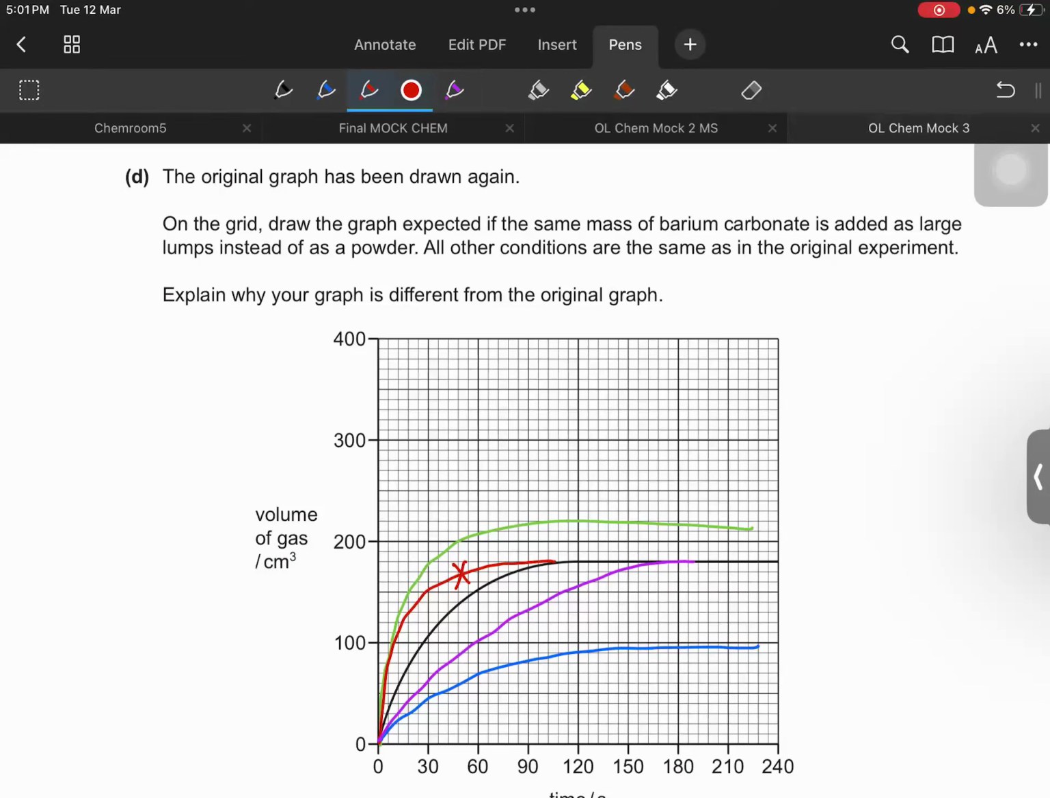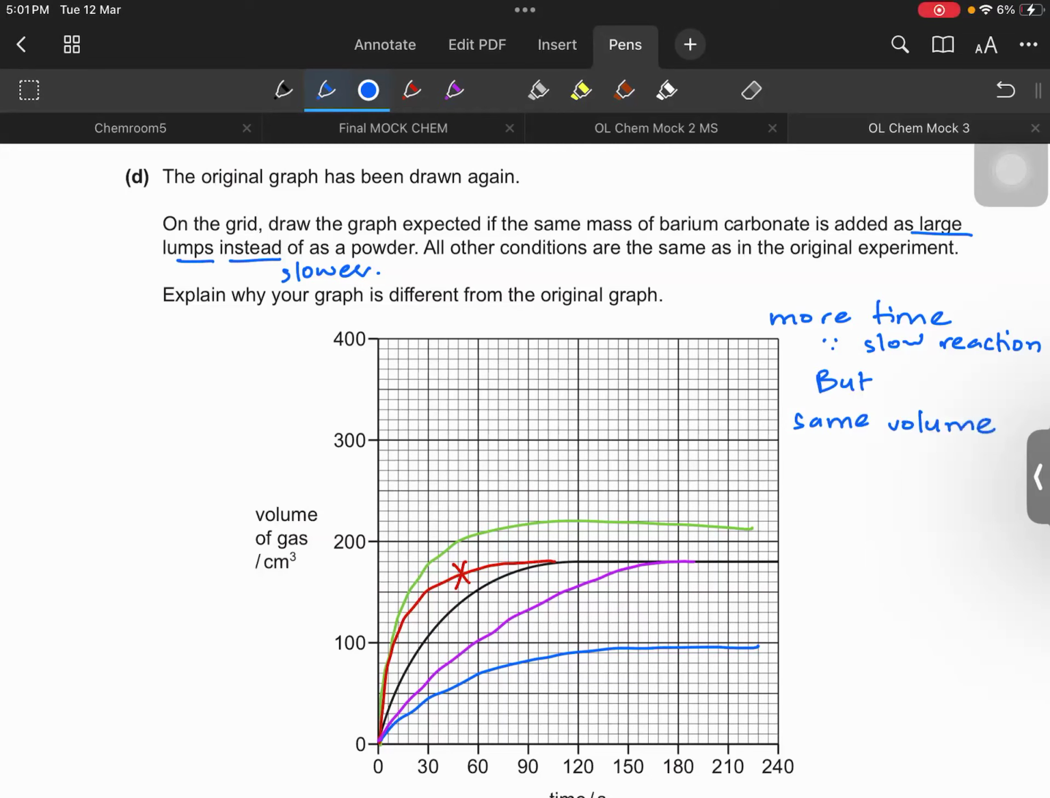Pick one color. Red, green, blue won't be it, but purple. If it's large lumps, it should be slower, no? So slower means it's not going to end at 120. It's going to take more time. But the volume will be the same. Yes, the volume will be the same. So more time as it's a slow reaction, but the same volume. Why the same volume?